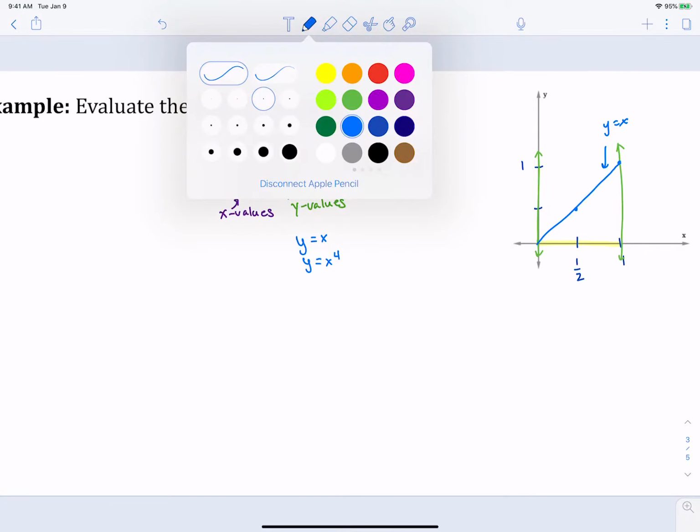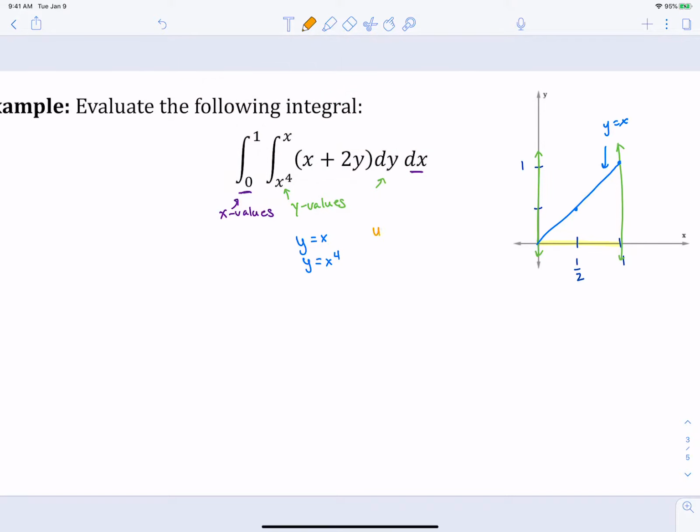Let's grab a different color here. Y is equal to x to the fourth. Don't need to write it again. It's right here. So that also goes through 0, 0. At x equals 1/2, that's going to be pretty low, 1/16. And then at 1, it's going to go also through 1. And it's going to look like that. It's going to kind of look like a parabola, but it's a little bit shallower than a parabola.